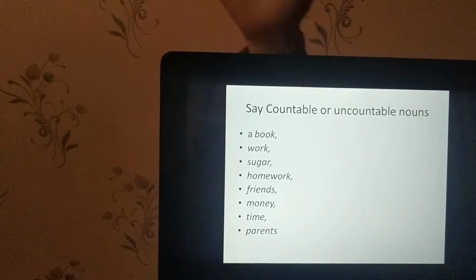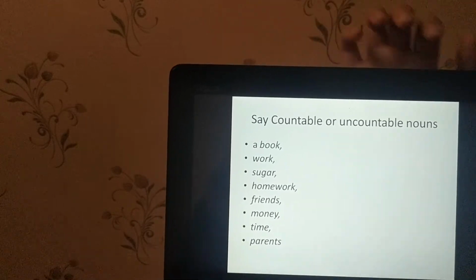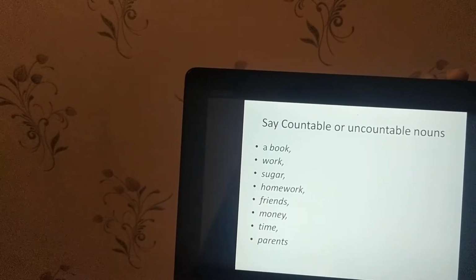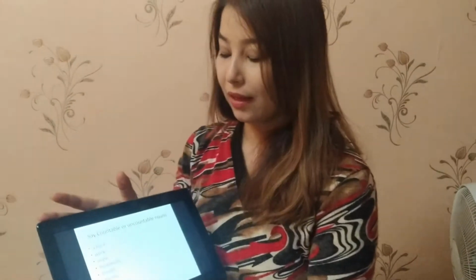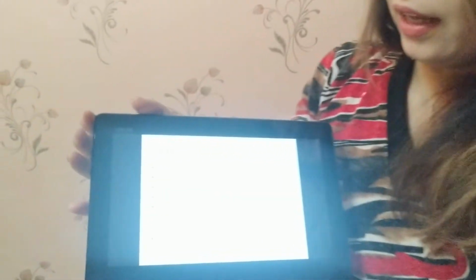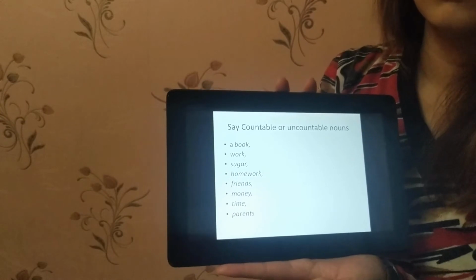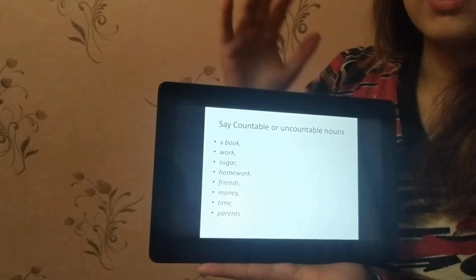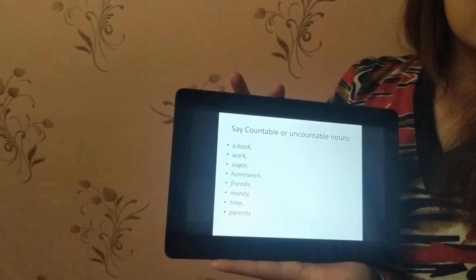Friends, can we count the friend? Our friends, for example? Yes, we can count. So it means it's a countable noun. What about money? Can we count the money? Yes, we can count the money, but unfortunately, that's uncountable. Good. And time. What about time? Can we count the time? We can count the minutes, for example, but we can't count the time. So, in this case, it's uncountable.